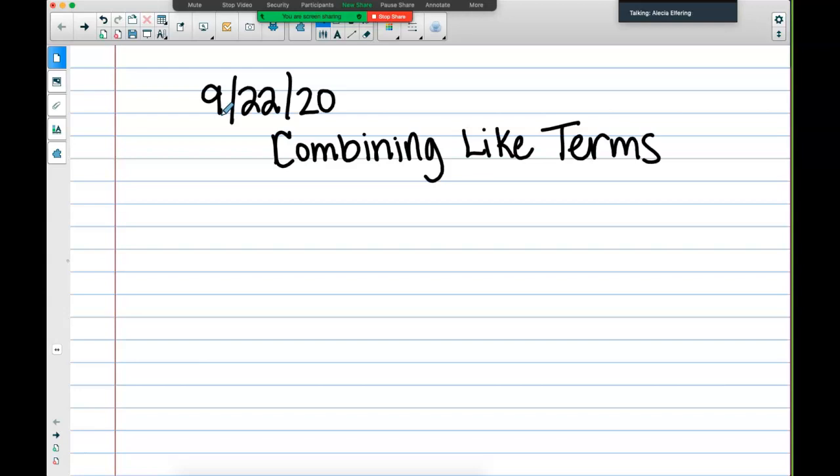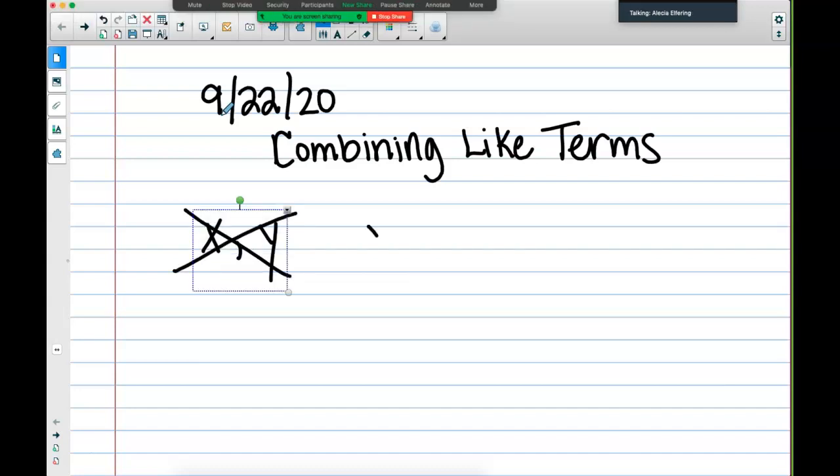Okay, so yesterday we talked about identifying like terms. So you guys tell me, are X and Y like terms? Are those like terms? This is kind of what we talked about yesterday. And I see lots of you shaking your head no. Can you tell me why they are not like terms? Brendan. Good, they're different letters. So these are not like terms.